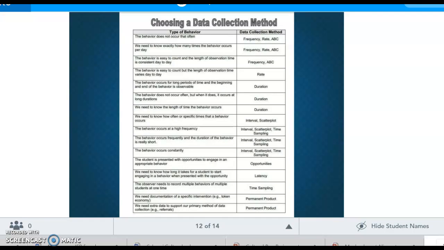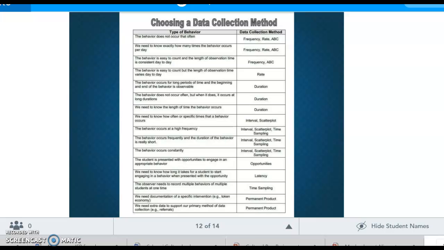Let's look at this choosing a data collection method paper. On the left, you'll see a column that has the type of behavior, and then on the right, you will see the data collection method. This is a very useful resource that we will be loading onto ReggieNet because it might help you to decide which type of data collection method you should use based on the behavior that you are trying to measure. Let's just look at a few examples.